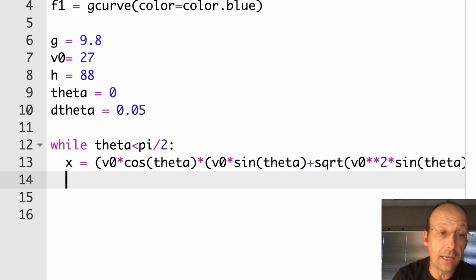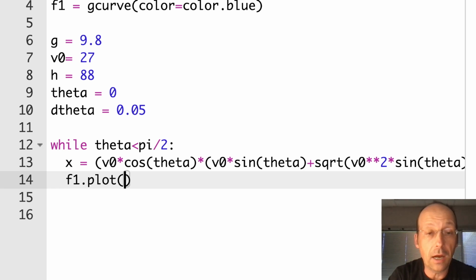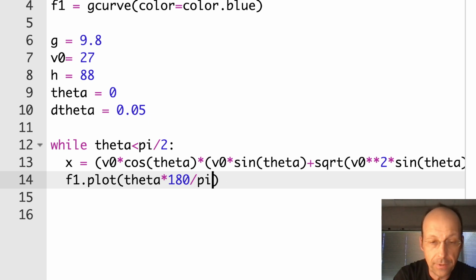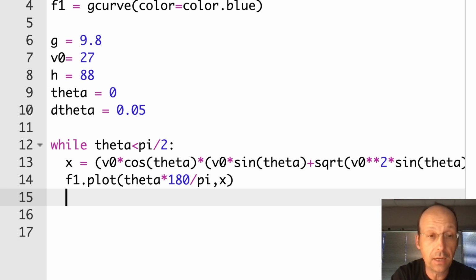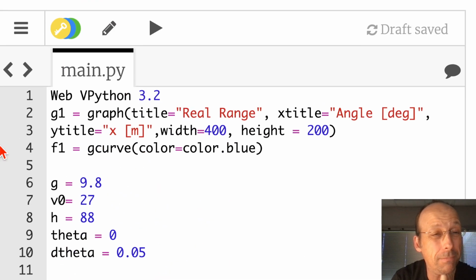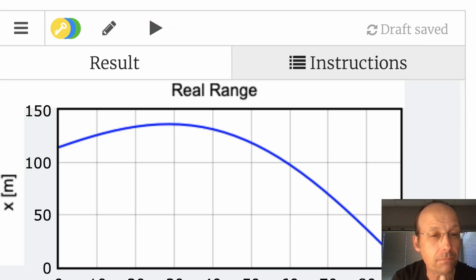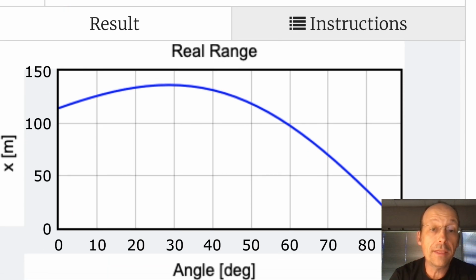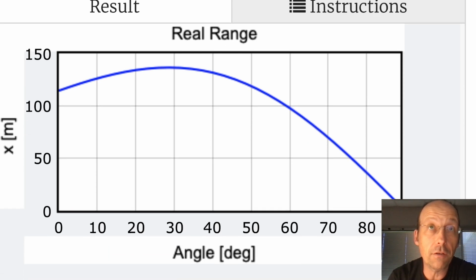So now I'm going to plot that. F1.plot. On the horizontal axis, it's going to be theta times 180 over pi. I'm converting that back to degrees. And then on the vertical, it's going to be x. Now I'm going to increase my value of theta. Theta equals theta plus d theta. And that should work, but you just never know. Okay, there you go. So that's my range as a function of launch angle.